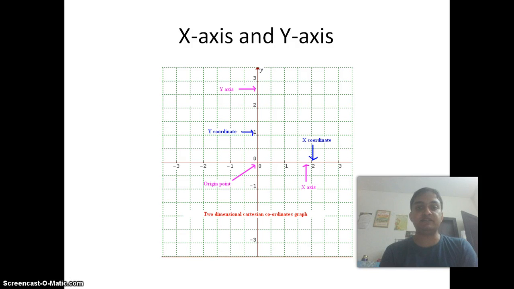So let us start with two-dimensional Cartesian coordinates. Here we are seeing two perpendicular axes. The horizontal one is called x-axis and the vertical one is called y-axis. We can imagine them as two perpendicular number lines where numbers on horizontal axis are called x coordinates and numbers on vertical axis are called y coordinates. The point of intersection of these two perpendicular axes is called origin and it is denoted by 0, 0. So let's see what coordinates of a point mean.